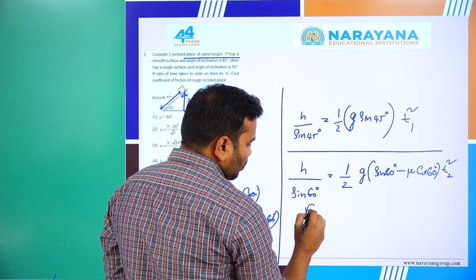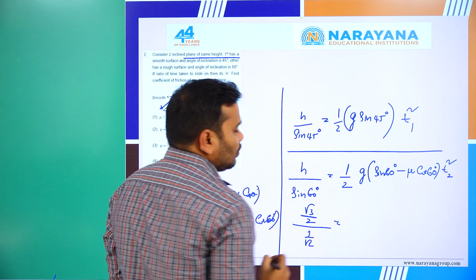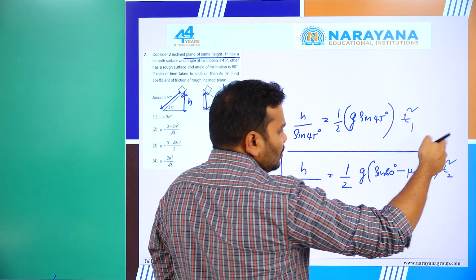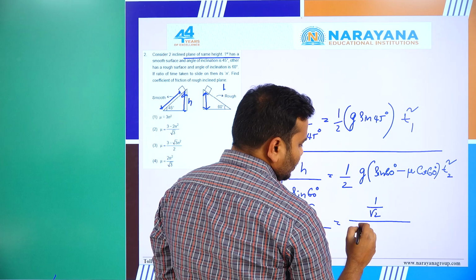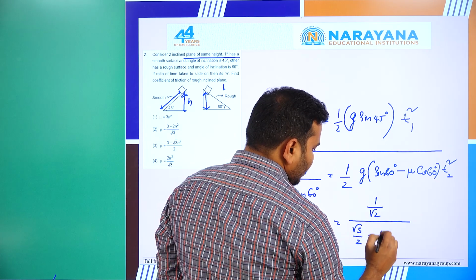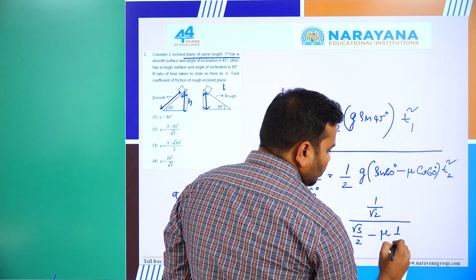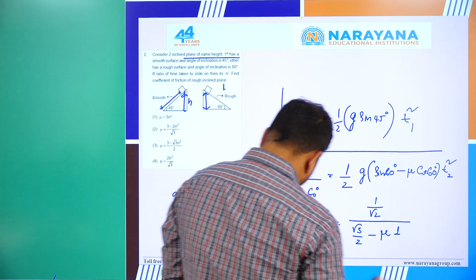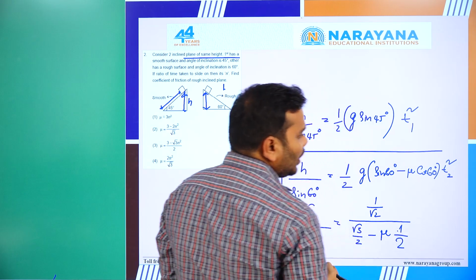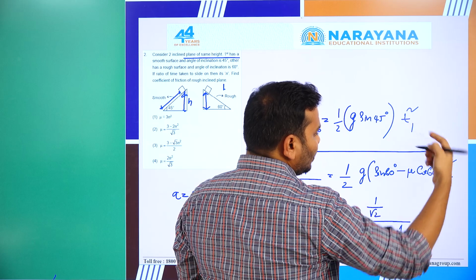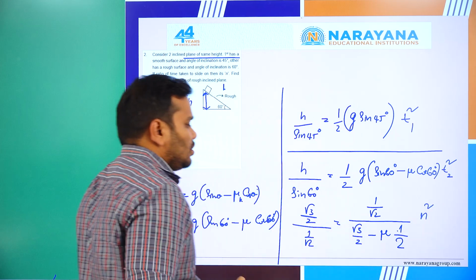This will become root 3 by 2 divided by 1 by root 2. So that is equal to, half g things will be getting cancelled. This is again sine 45, 1 by root 2, divided by root 3 by 2 minus mu into cos 60, which is 1 by 2, into the ratio of the time square, that is nothing but, as per the question, n. We will take it as n square.